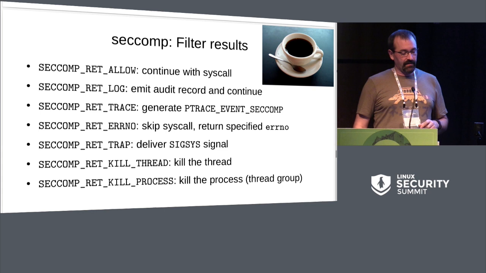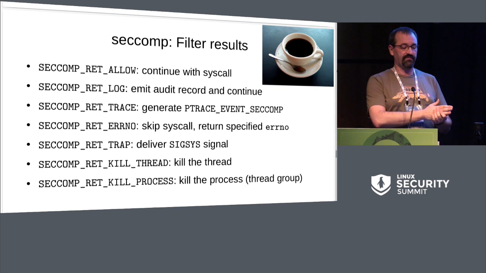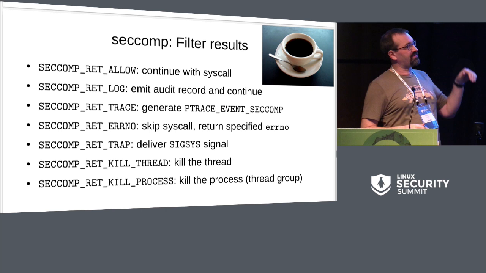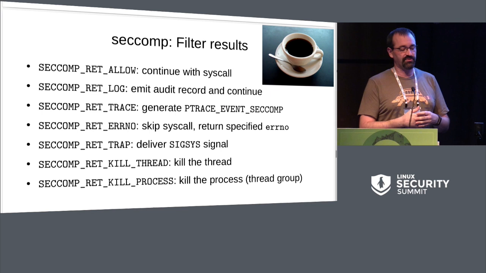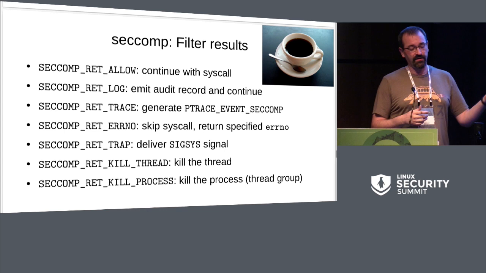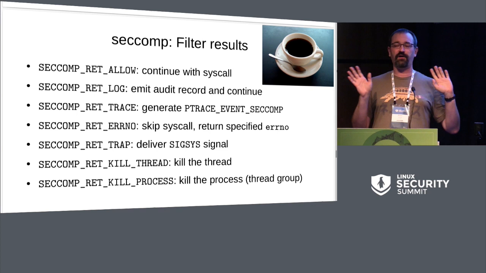Once you make the matches you want, you can spit out a lot of different things for the filter to do. The most severe, lower on the list, is what will win if there are multiple filters running against a syscall. You can allow it, you can log it, or you can trace it if you have a ptrace manager for the process. You can have the syscall get skipped and fake an error for it. You could use that on open: instead of killing the process, you would say that file's just not available, and the program will continue running.